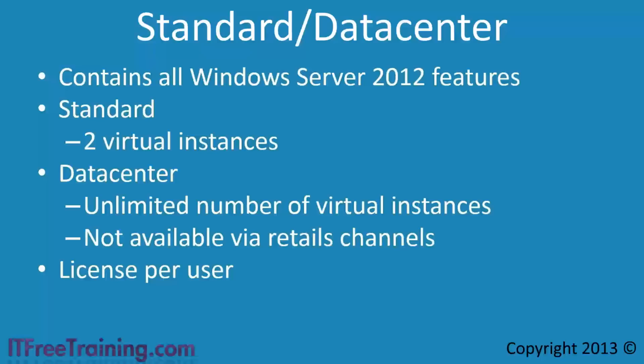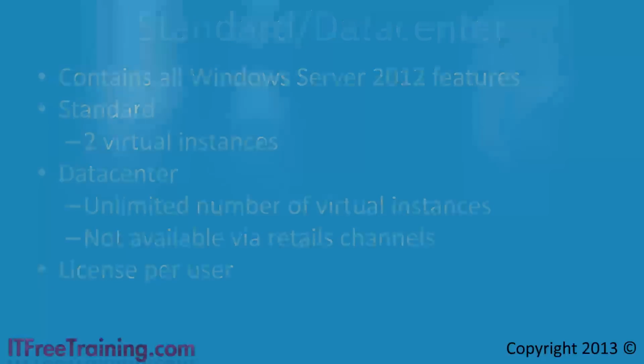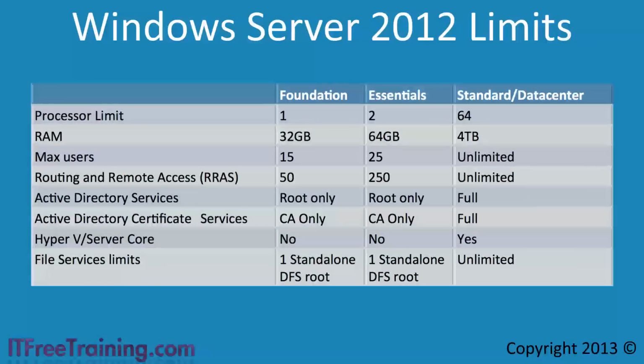Next, I will compare the editions side by side to see the limitations of each edition, which ultimately affect which edition you purchase. Shown here are the limitations that are built into each edition of Windows Server 2012. To start with, which edition you choose will be determined by how many CPUs you can use. Foundation is limited to 1 CPU, while Essentials allows 2 CPUs to be used. The Standard and Datacenter editions support 64 CPUs. For the RAM, Foundation supports 32 GB, Essentials supports 64 GB, while Standard and Datacenter support 4 TB if you can find a motherboard that supports that much RAM.